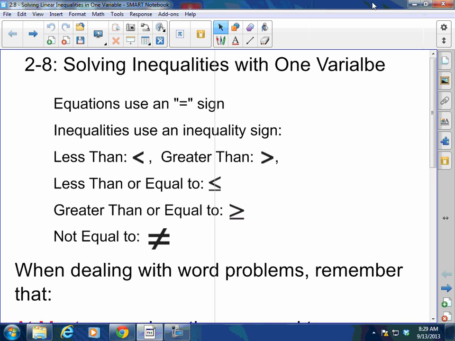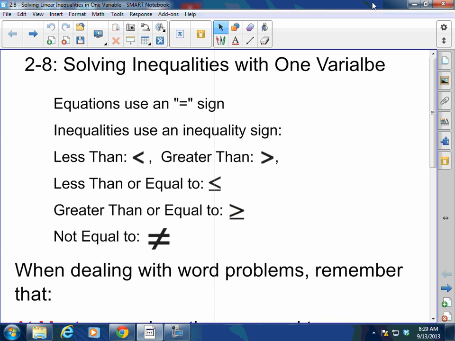How y'all doing today? Today we're going to talk about 2.8, solving inequalities with one variable. The good news, there's not many differences between inequalities and equations. In fact, there's only one difference, and we're going to get into this with detail, but basically the difference is when I divide by a negative or multiply by a negative, I'm going to flip the inequality sign. You're going to flip the inequality sign, okay? That's the only difference.